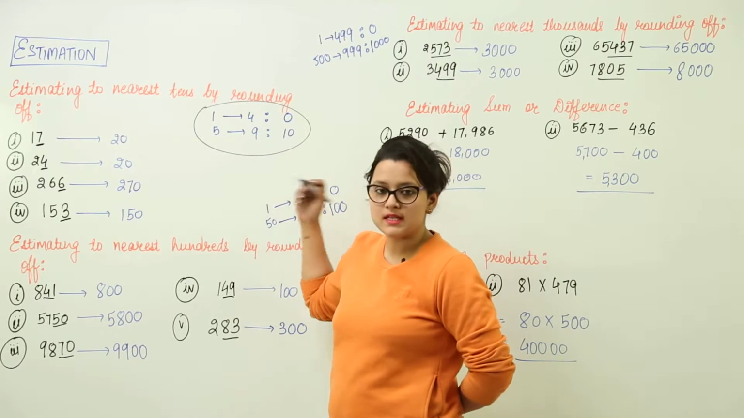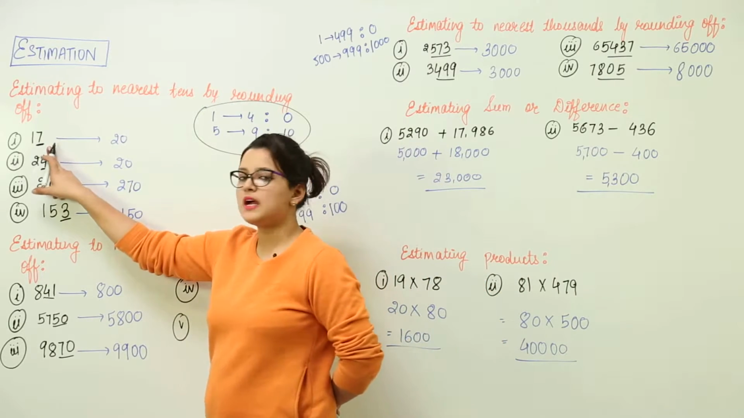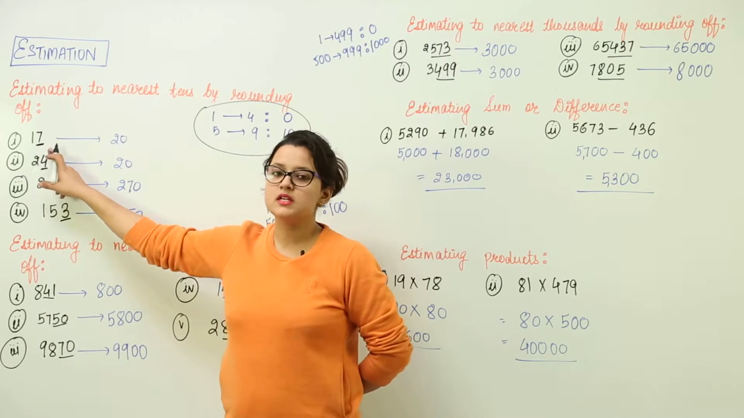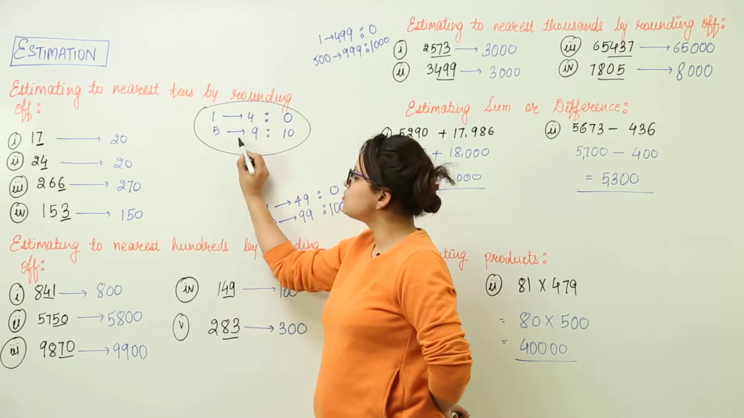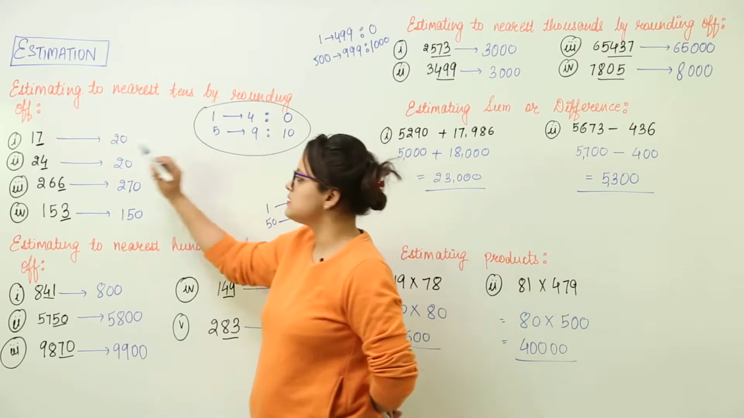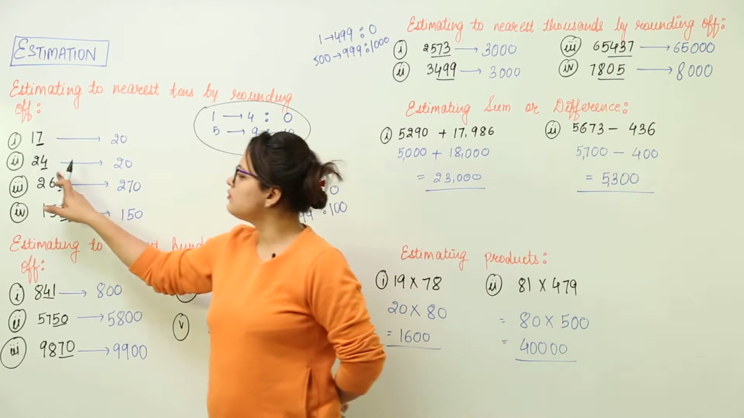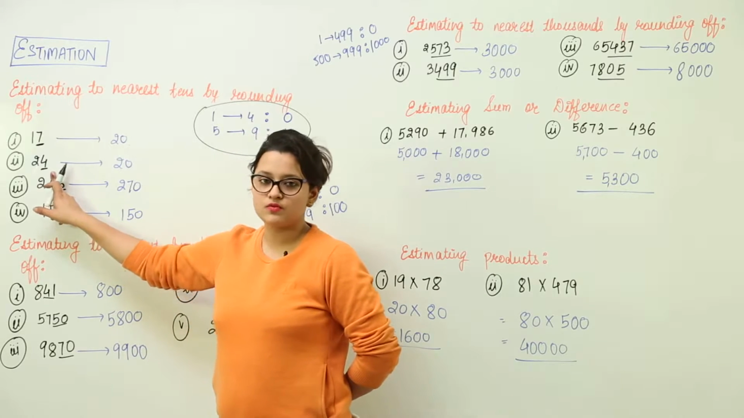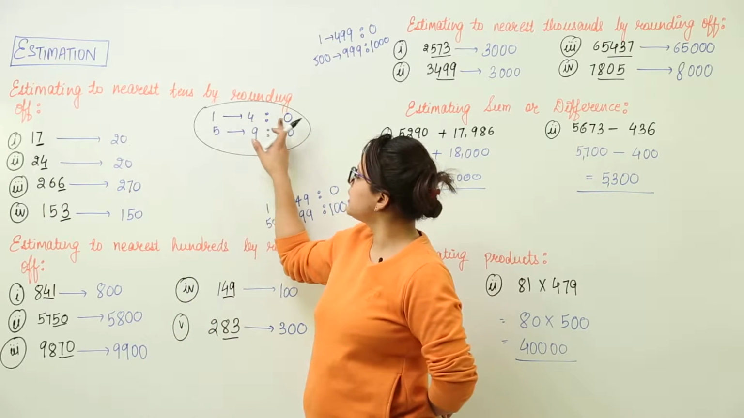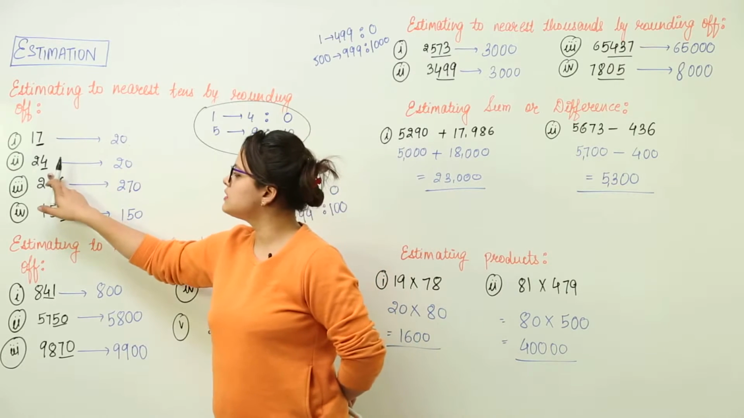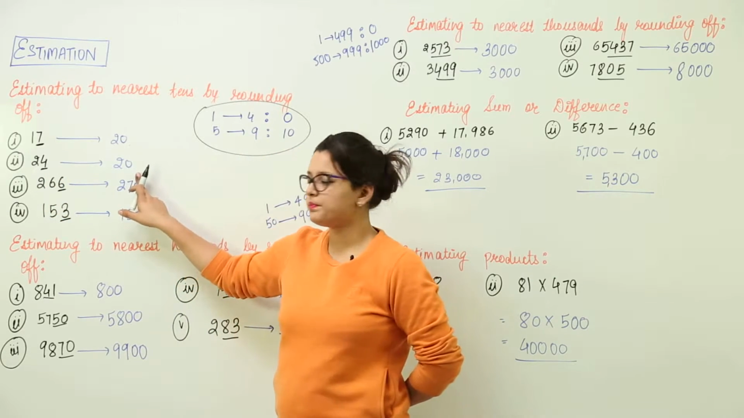If it is 5 up to 9, somewhere between 5 to 9, it will be rounded off to the next tens. Here we have 7 at the units place, or ones place, and 7 is lying here, so we round it off to the next tens, and the next tens after 17 is 20. For 24 we have the units place as 4, so 4 lies here, that means we round it off to 0, we just make it 0.